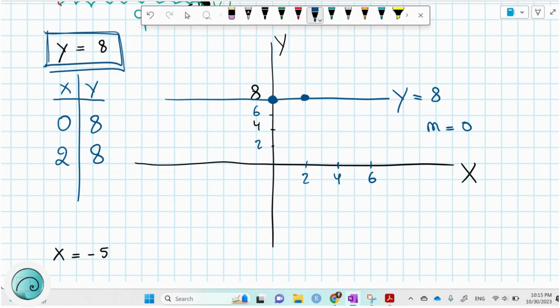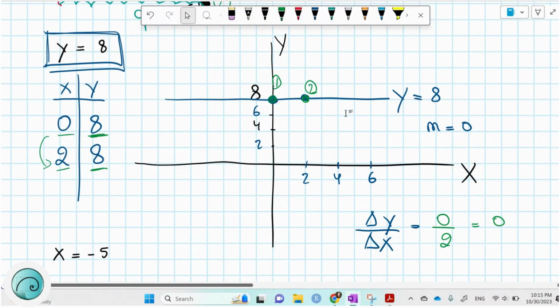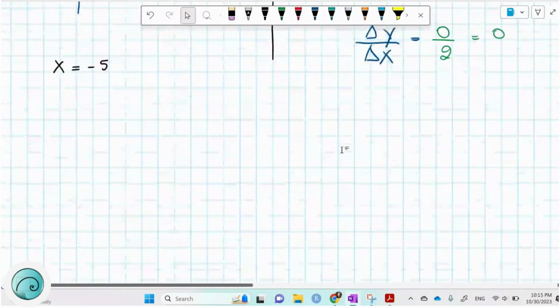Okay, so the slope is the change of y over the change of x. Look at your first point, this here, and look at your second point, this here. How much is the y value changing? The y value for your first point is 8, and the y value for your second point is 8. So there is no change in the y value. In the x value, how much is the x value changing? The x value is changing too, but this doesn't matter because 0 divided by 2 is 0. So again, the slope is 0. Let's take a look at the last one.